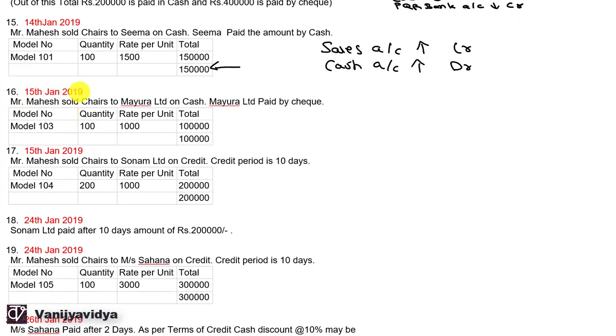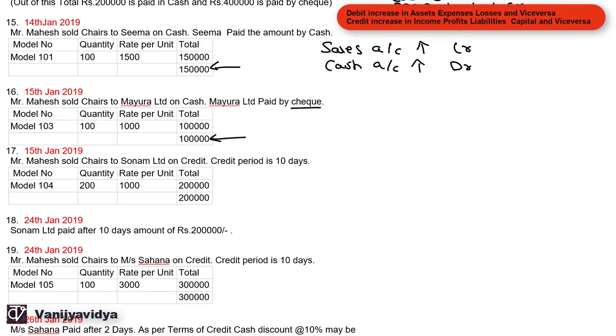15 Jan 2019. Mr. Mahesh sold chairs to Mayura Limited on cash. Mayura Limited paid by check. And then we have details of model number, quantity, rate per unit and total value of sales is 1 lakh. Now, Mayura Limited has paid by check. So, what are the two accounts that are affected? One is sales account and one is, since he has paid by check, we have received the amount by check. The other account is PQR bank account.